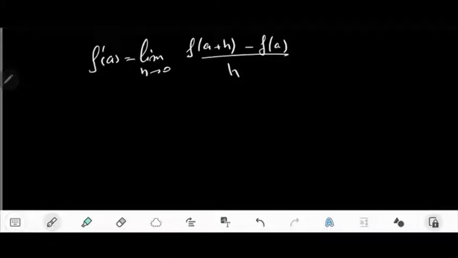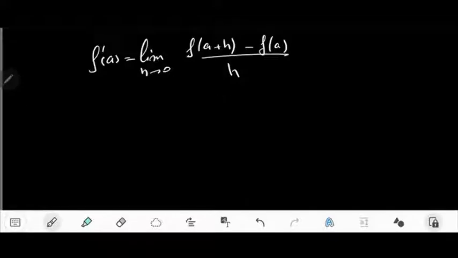Hi, we continue in this video chapter 5 about the derivatives and the differentiability, and let me recall what I said in the last video, that the derivative of a function f at a point a is defined as being the limit when h tends to 0 of f of a plus h minus f of a over h. Let's try to apply this definition on a particular function.